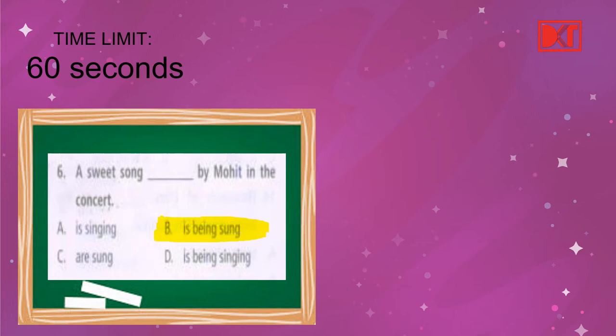Now here, present ki hi baat ho rahi hai, right? Is being sung. And sung is the past participle here. Alright, now for the other options, A, is singing. Here, singing is not the past participle to be used in passive voice. C, are sung. Both the words are incorrect. D, is being singing. Now, this is so terribly wrong. Is being singing. Singing is not a past participle. Alright, next sentence.